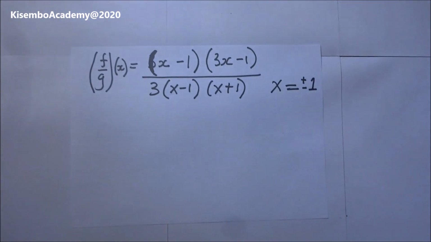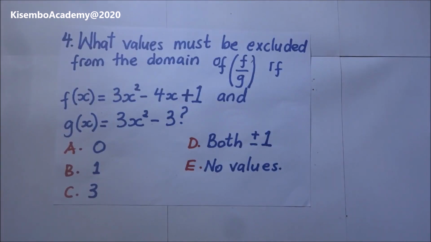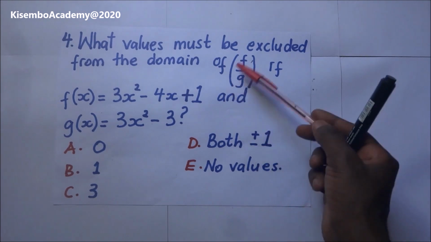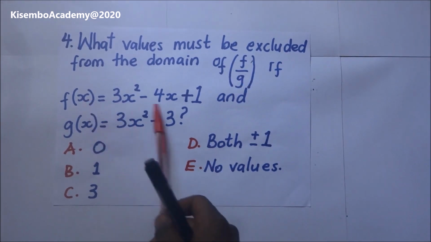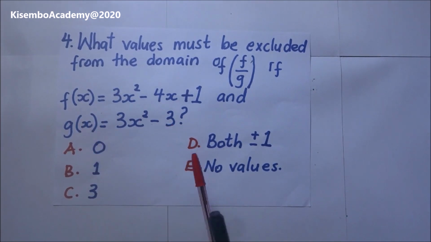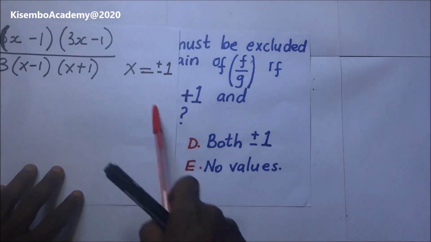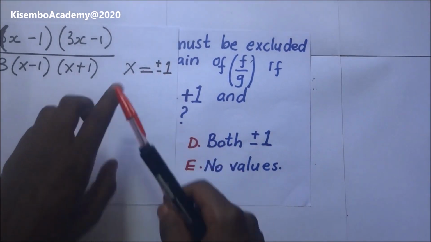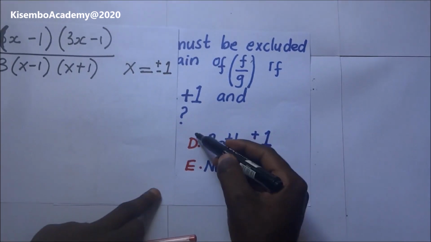And so if we go back to our question, it is asking us to find the values which must be excluded from the domain of the quotient of the functions f over g. If f of x was that and g of x that, the answer is definitely D. x should not be positive or negative 1, so our answer here is D.